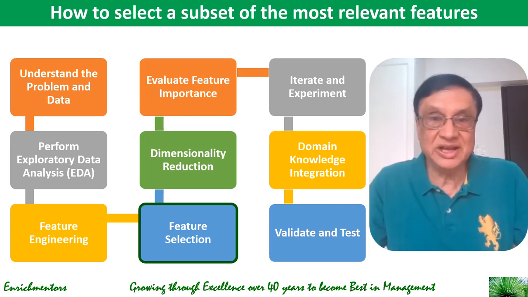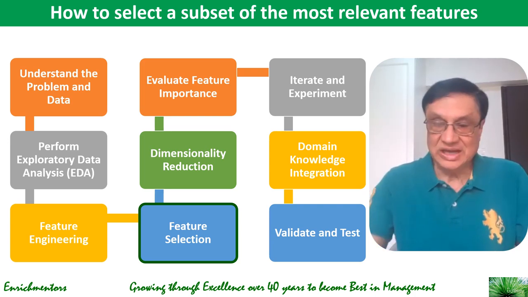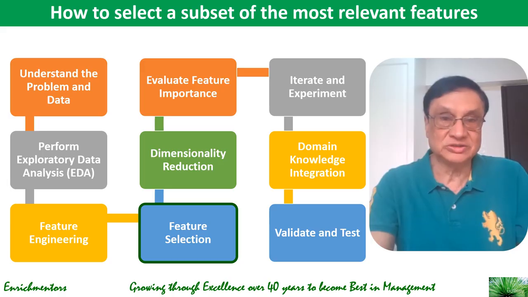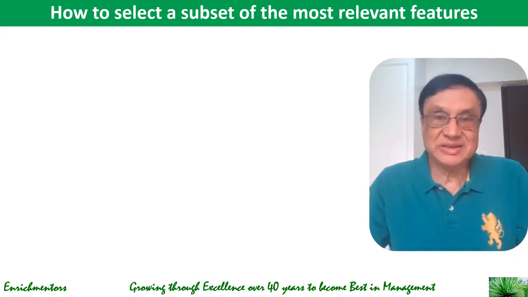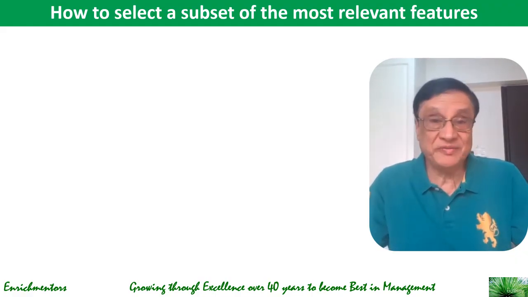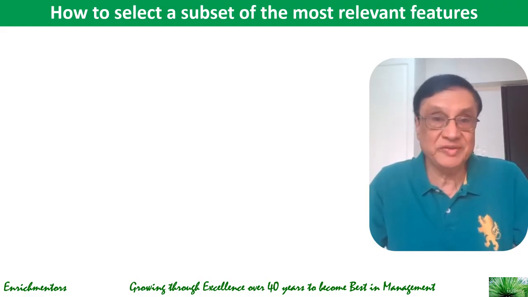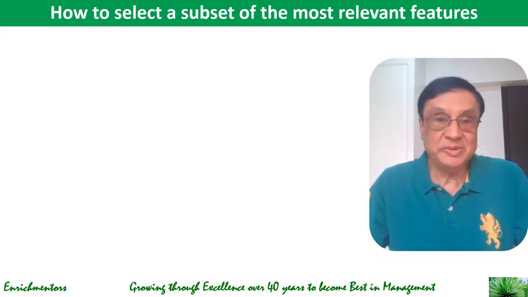Now you need to select a subset of the most relevant features that will help you perform well on your models. So how do you do that is the question. To select a subset of most relevant features that can help you reduce the number of dimensions in terms of number of features and improve model interpretability and performance, you can use many techniques.